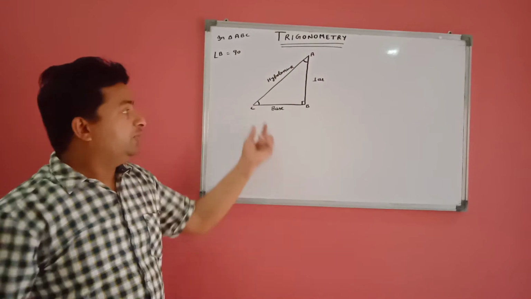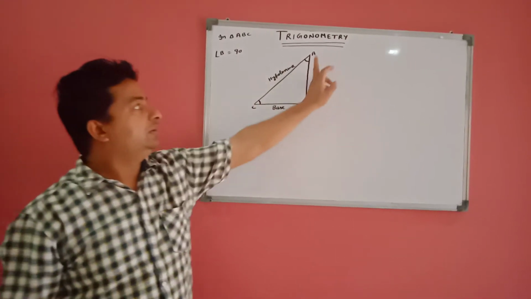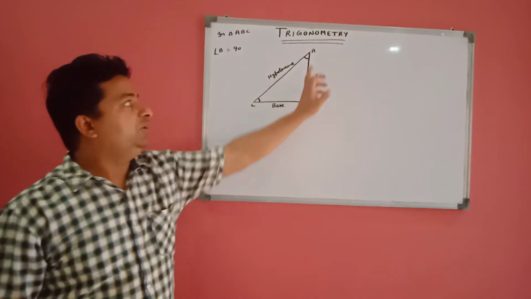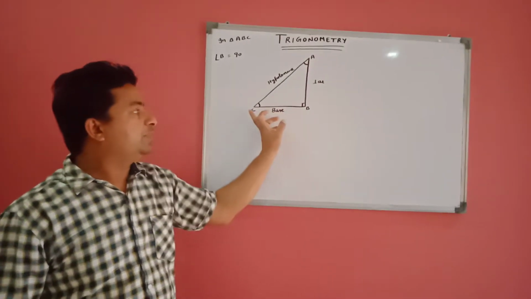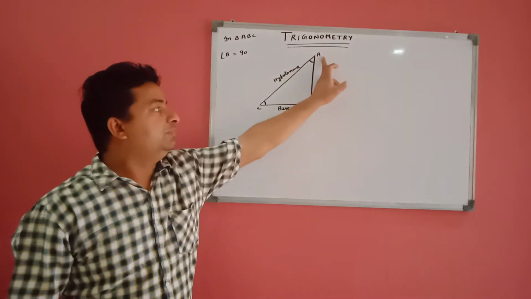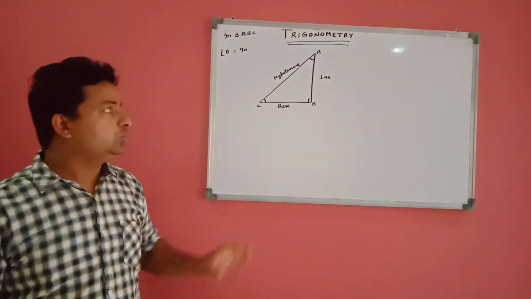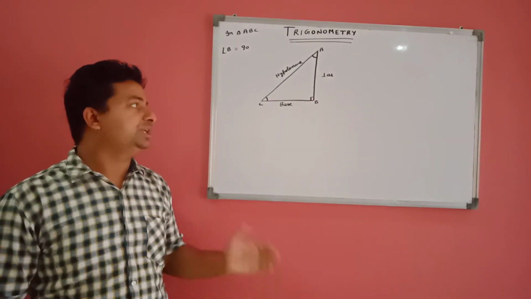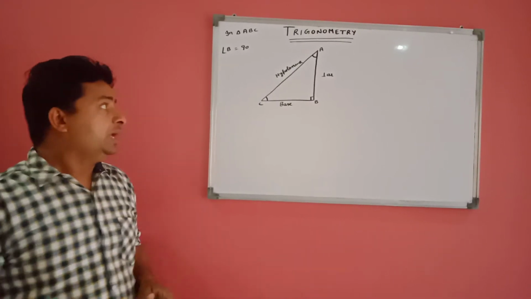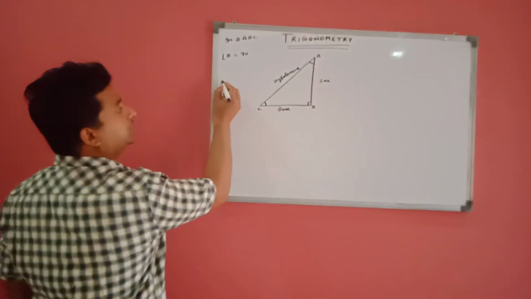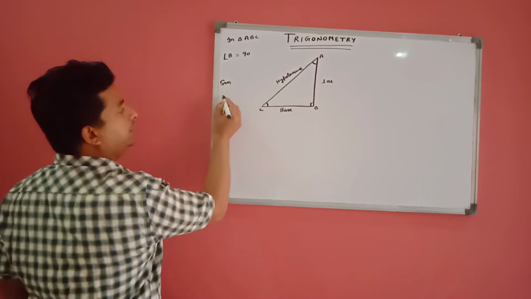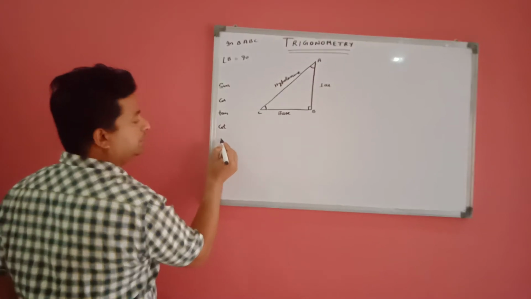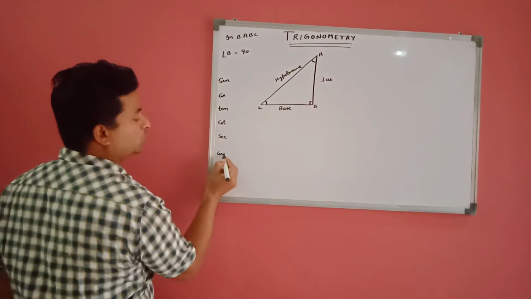If we find angle C, then AB is the perpendicular and BC is the base. If we find angle A, then the perpendicular is BC and the base is AB. That is, according to angle A and C, base and perpendicular are interchanged with each other. In trigonometry, we have 6 ratios. They are called sine, cosine, tangent, cotangent, secant and cosecant.